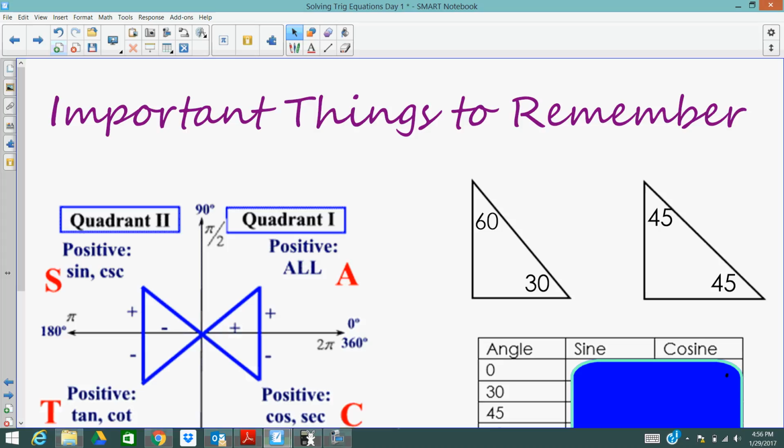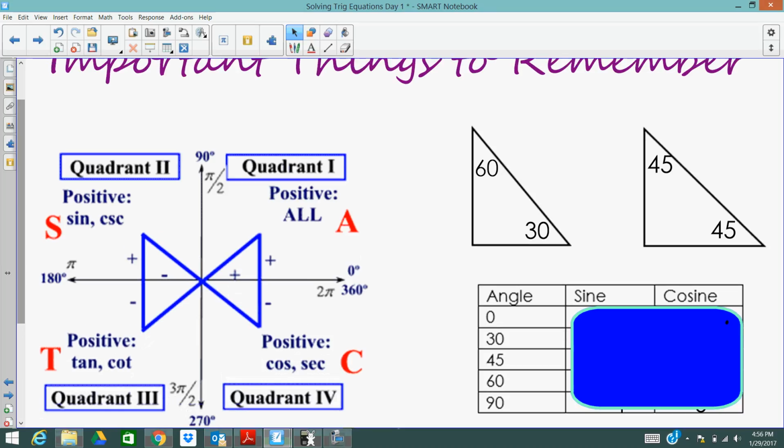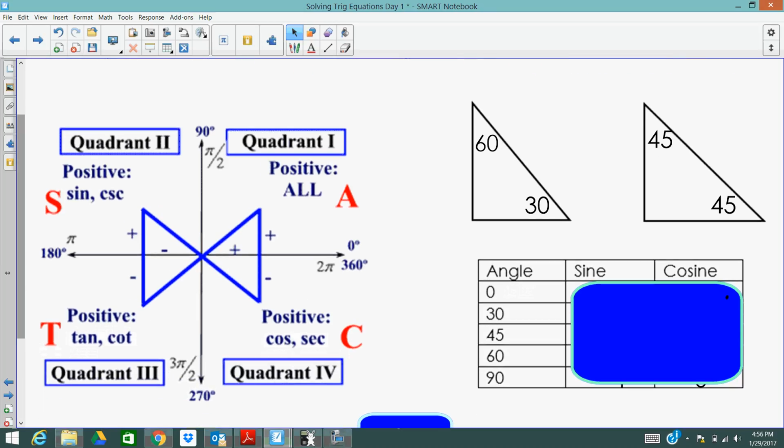So the important things to remember from before finals are the quadrants. Which functions are positive, negative, and in which quadrants? So remember, in quadrant 1, all trig functions are positive. In quadrant 2, sine and cosecant are positive. In quadrant 3, tangent and cotangent are positive. And in quadrant 4, cosine and secant are positive.